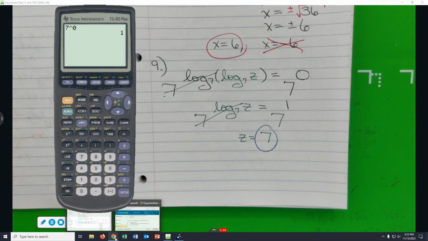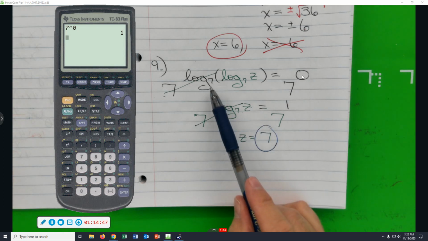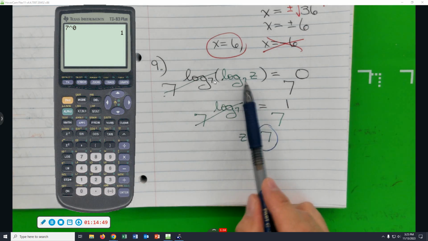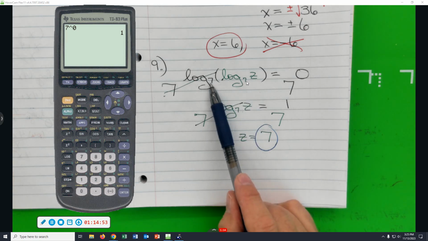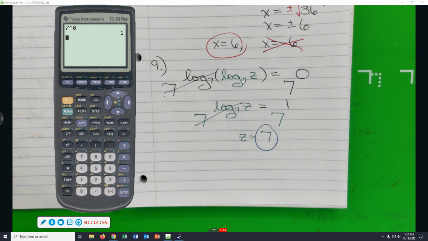This would have been a better problem if these numbers hadn't been the same. This is the one time that you didn't have to have the same base on these. But when would that ever actually happen? It wouldn't. It's just a theoretical textbook problem.